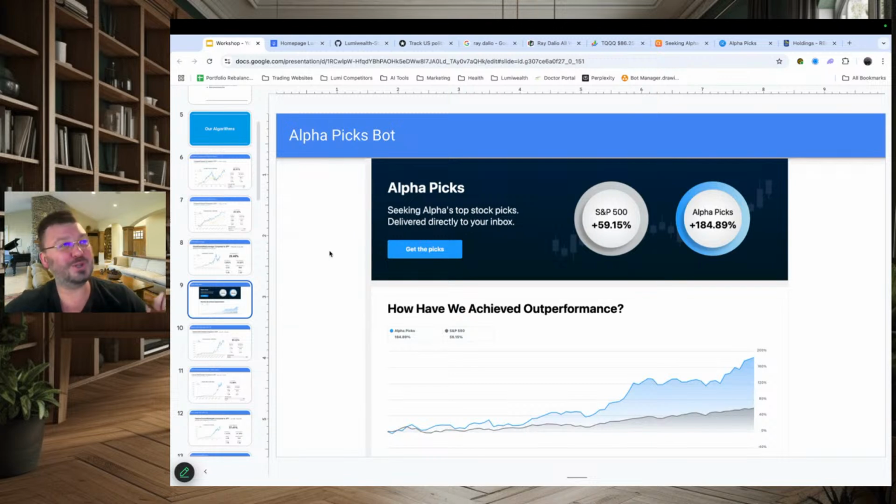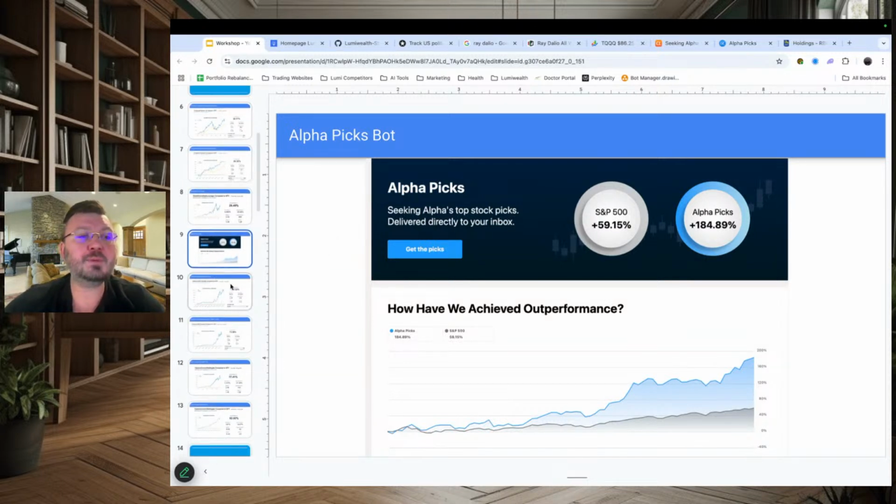We actually created a new one too that uses options to trade this, and we're still waiting to get the verdict. But you know, if this thing's doing this well with just stocks, imagine with options, right? So, anyways, that's our AlphaPix bot. Let me show you another one, and let me know if you guys have any questions around this.